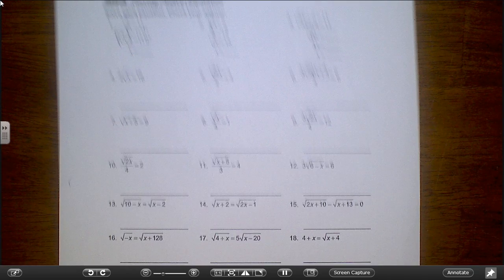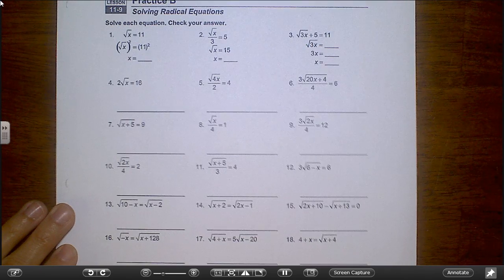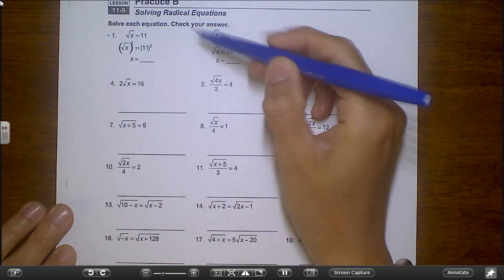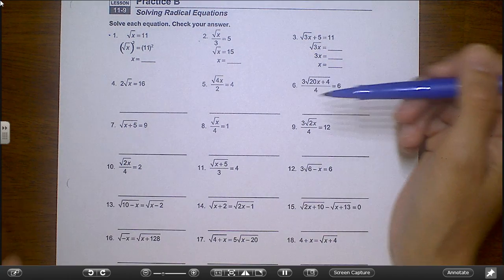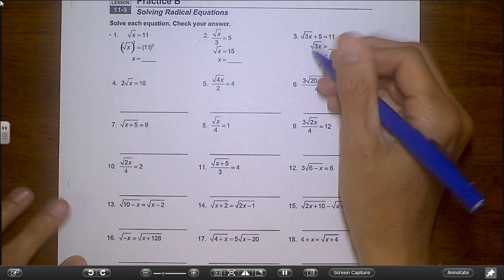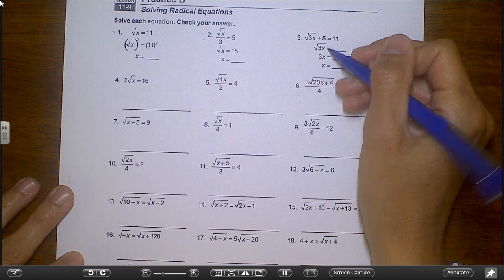Okay, so your optional assignment here today is just solving radical equations. It's doing all these. Don't get confused with 1, 2, 3. They're just giving you those first few steps on the side. Like in number 3, they have rad 3x plus 5 equals 11. Then all of a sudden it's just rad 3x. Well, what did they do?